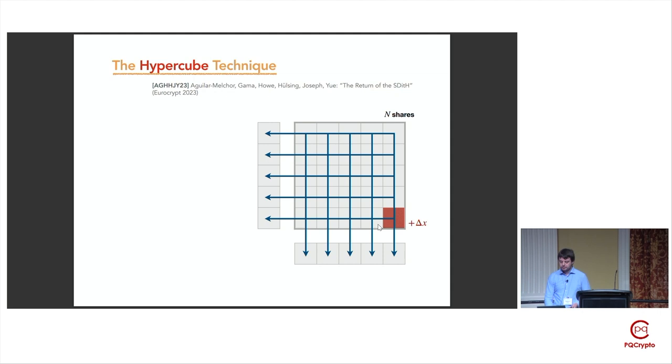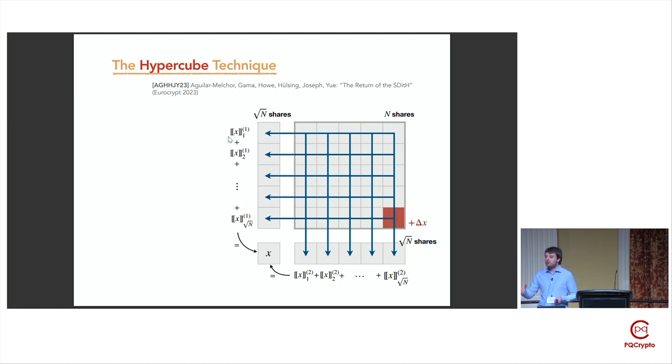When we focus on the rows, we obtain a square root of N additive sharing of the same value X, because since the sum is commutative, it doesn't change the value. So we have a new sharing of X, but only with square root of N parties. We can do the same thing for the columns, and we obtain a second square root of N parties sharing.